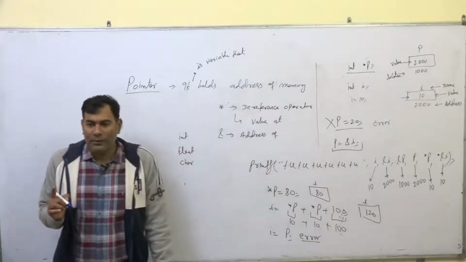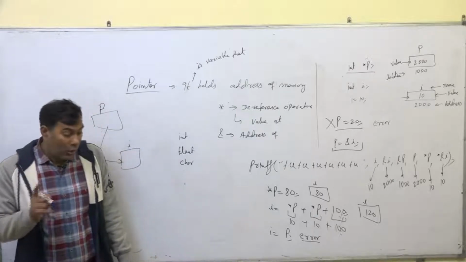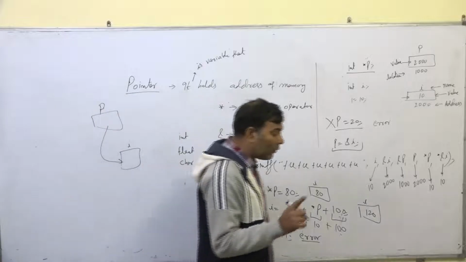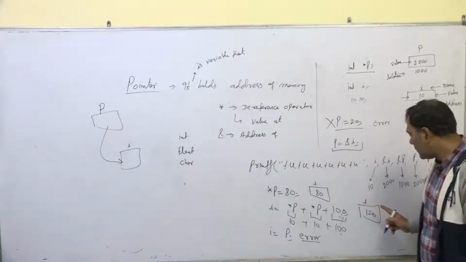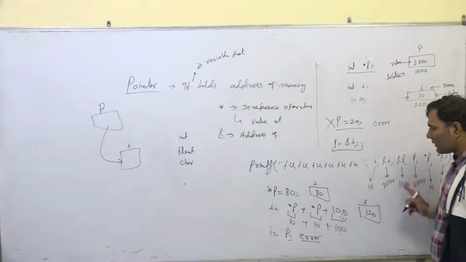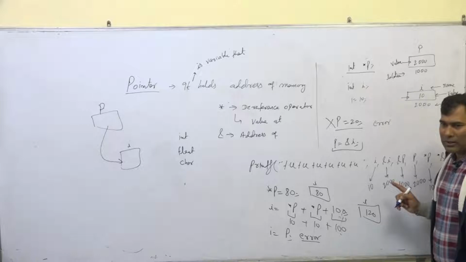So be careful. Who can hold an address? Only a pointer. A normal variable can hold only a normal value. Clear? So be careful when you are storing any value in any normal variable or any pointer. Got it?